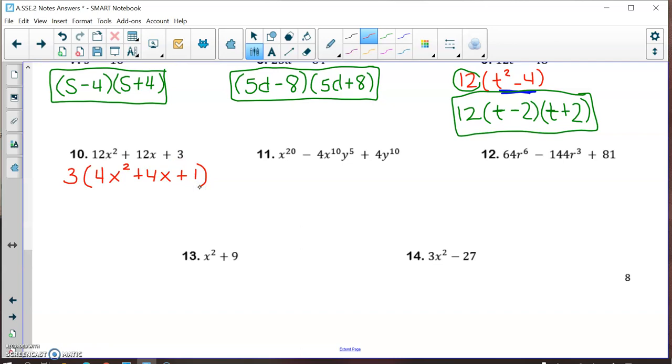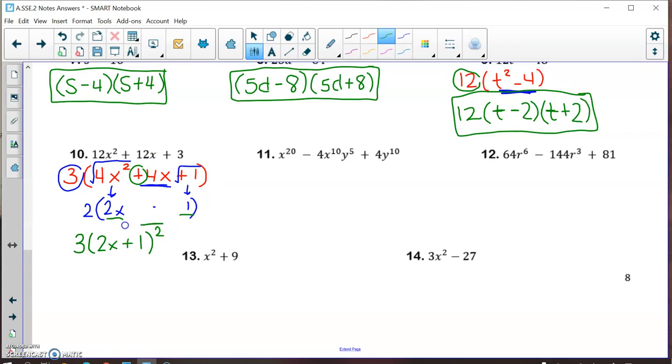We are going to see if this is a perfect square trinomial. Well, taking the square root of my first term, I get a 2x. Taking the square root of my last term, the square root of 1 is just a 1. If I multiply those together, I get a 2x, and times 2, I do get my middle term, which is a 4x. So what's left in parentheses is a perfect square trinomial. We take our GCF and rewrite it. Then I take the square root of my first term, which was 2x, the square root of my last term, which was a 1, the operation in between my first and second term, which is a plus sign, and I square that binomial.